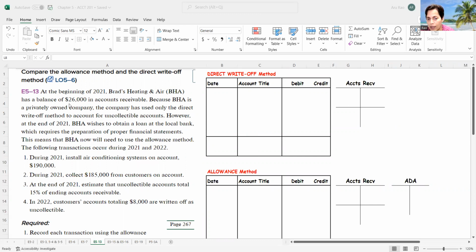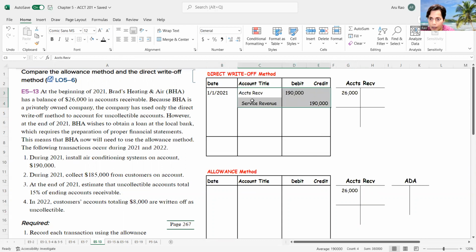So to start with, the accounts receivable beginning balance is $26,000. That number is what it is, 26,000. So it'll actually be the same for both the methods. So there's nothing else that we need to worry about over here. In the direct write-off method, and it will be the same for the allowance method, we had sales for $190,000. My journal entry for that is accounts receivable debit, service revenue credit, $190,000. Let me go ahead and post that number over here. The accounts receivable is posted over here.